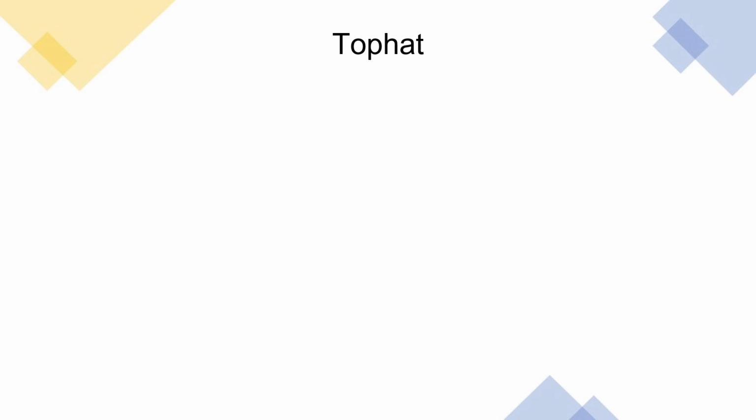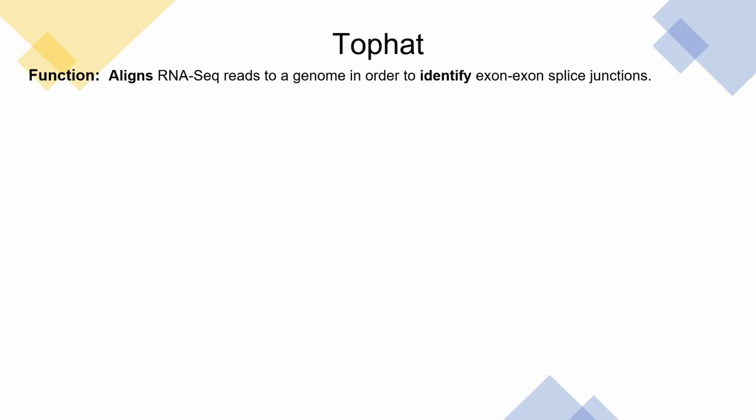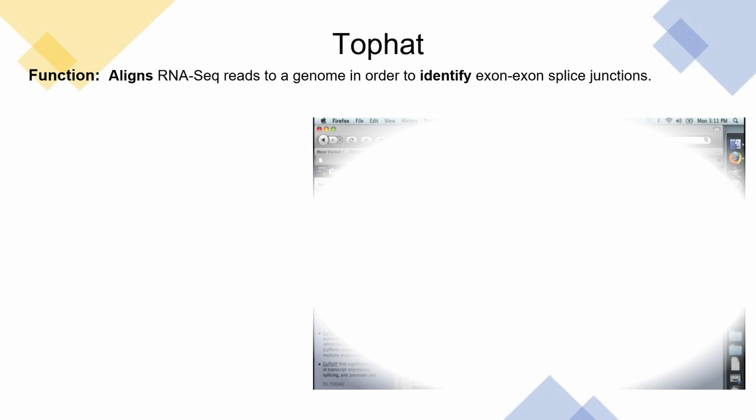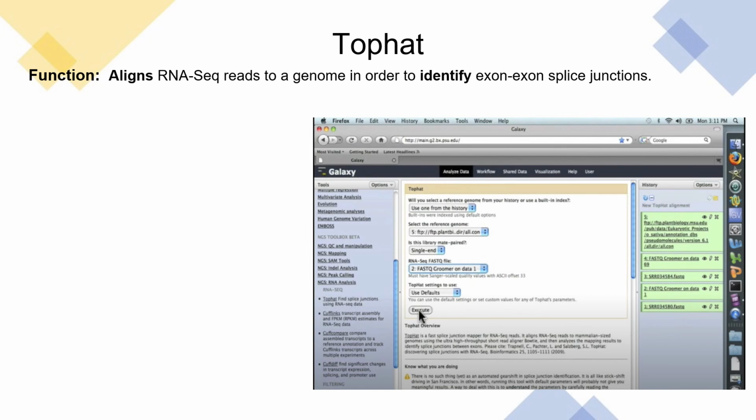Moving on, the next bioinformatics tool would be TopHat. TopHat is a tool that aligns RNA sequence reads to a genome using Bowtie or Bowtie2 and maps to a reference genome to identify exon-to-exon splice junctions. As seen in the diagram, TopHat can be run on free servers through Galaxy, which also provides a web-based genome or track browser for mapped reads produced from TopHat.